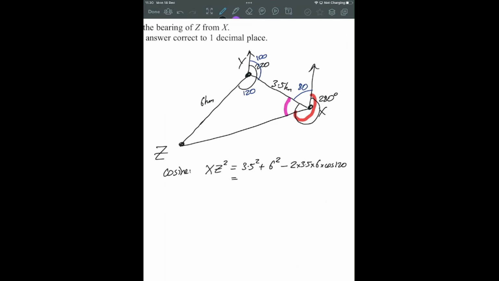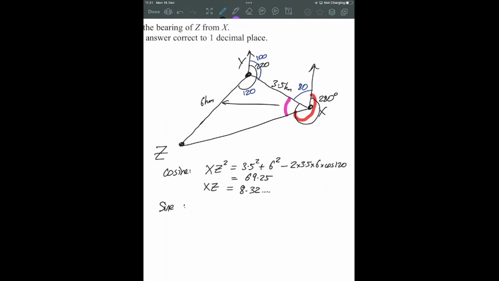And we get 69.25. So XZ is the square root of that. It's not a nice number, so I'm going to keep that in my calculator and use it as the answer, is 8.32. A quick little think of the real situation. If I've gone 3.5 and then 6 at that angle of 120 in between, I'm expecting a longer side, and indeed I do. So now let's try and use the sine rule.